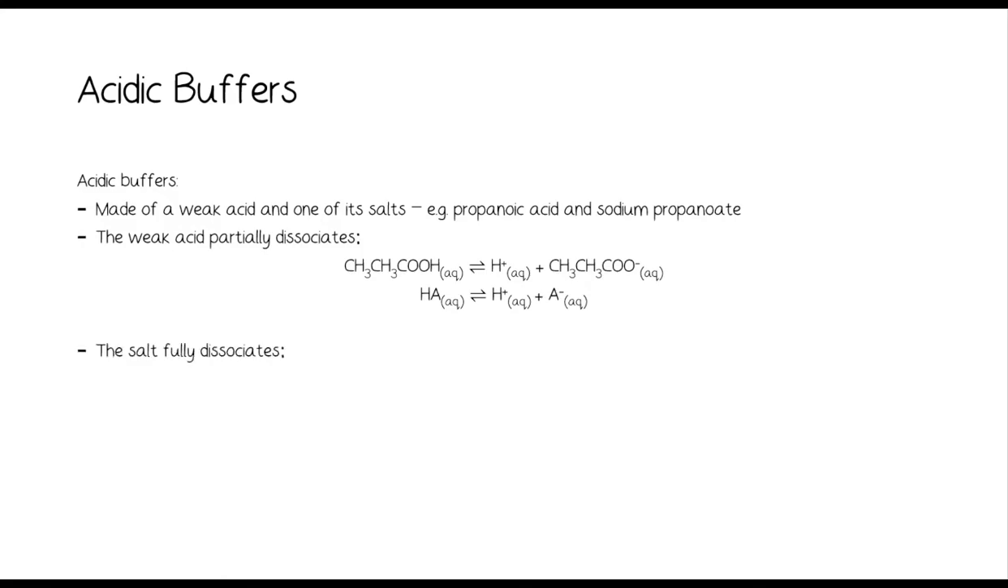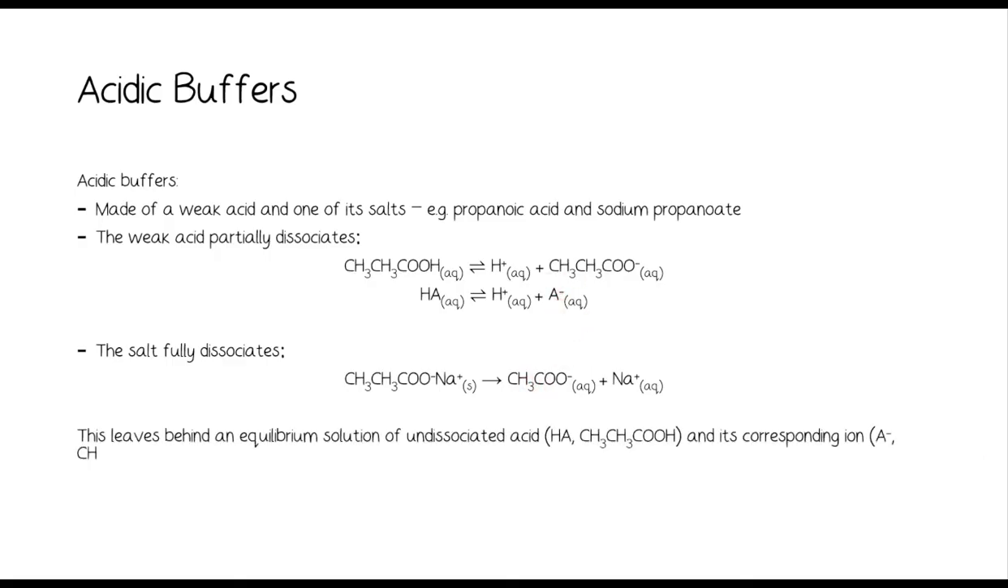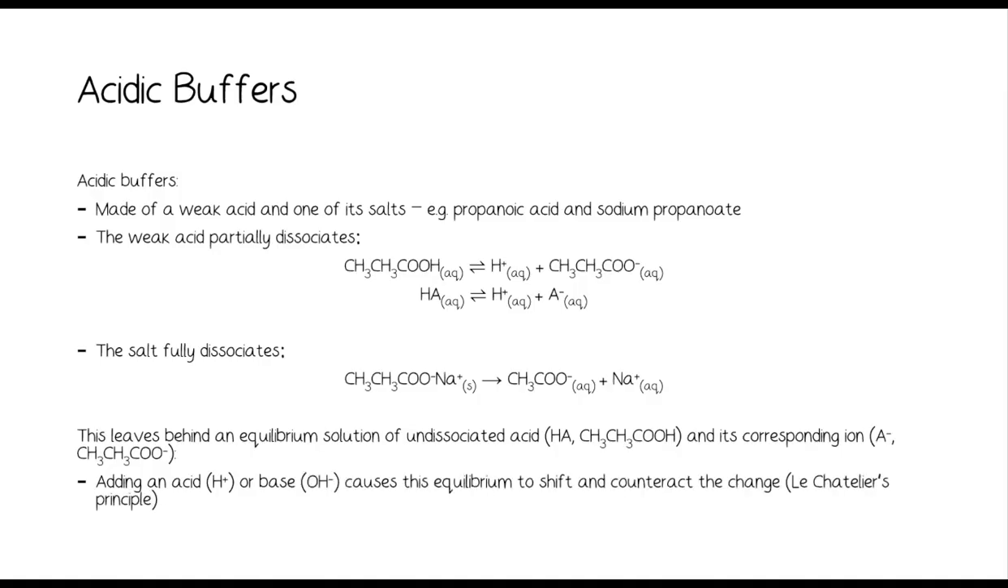Like I said before, the salt fully dissociates. So you've got sodium propanoate dissolving into propanoate ions and Na+, and you can see that is your A-. This leaves behind an equilibrium solution of undissociated acid, HA, and its corresponding ion, A-. So the HA in this example is here, and its A- is here, and you can see you've got loads of A- there as well. Adding an acid means adding H+, and adding a base means adding OH-, and that causes this equilibrium to shift and counteract the change, and that is an application of Le Chatelier's principle, which we'll discuss.